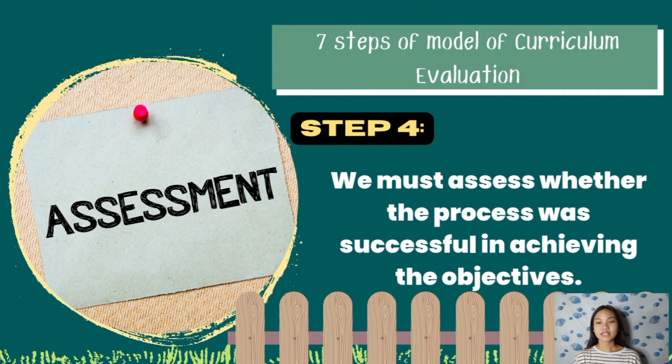Next, step 4 is the identification of situations in which achievement of the objectives could be shown. So we must assess whether the process was successful in achieving the objectives. Therefore, in this step, it is necessary to determine during the process whether the specific goals and objectives of the curriculum are achieved.